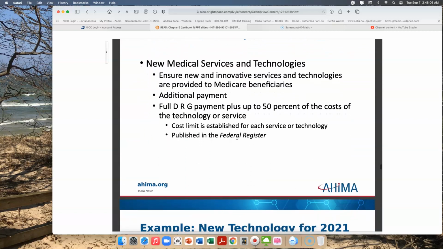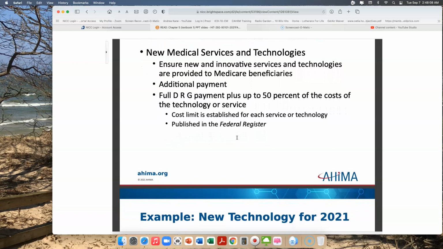There's also new medical services and technologies, where they ensure new and innovative services and technologies are provided to Medicare beneficiaries and provide additional payment.